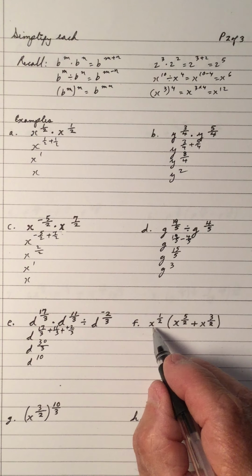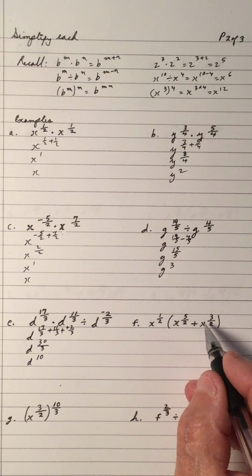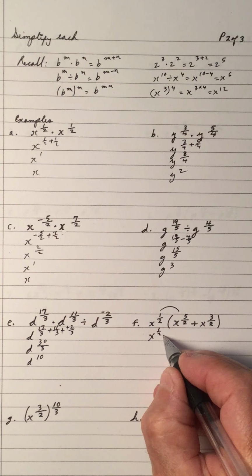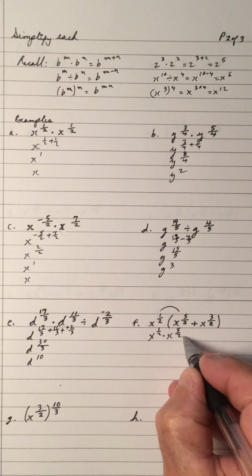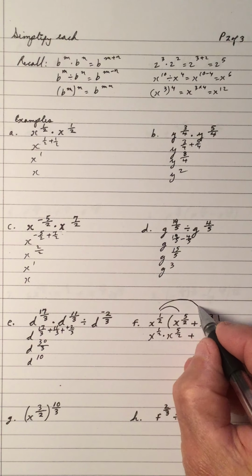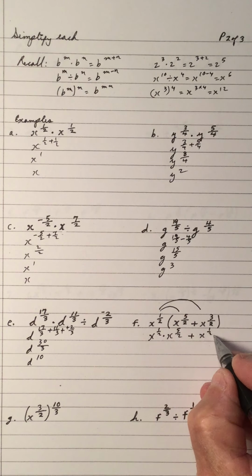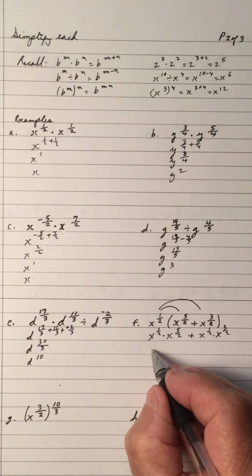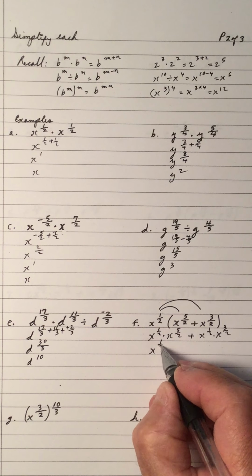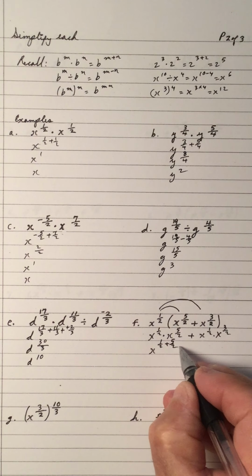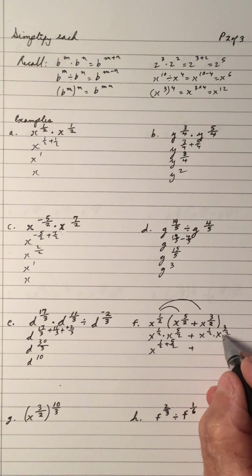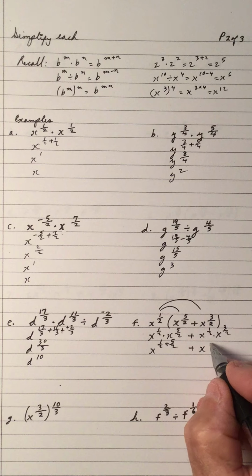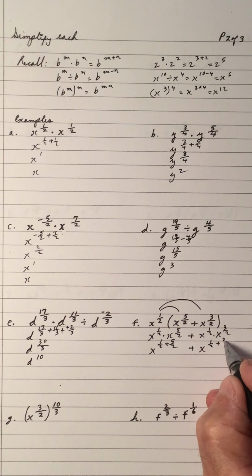Now we have a monomial times this binomial, so we multiply these two. We get x to the half times x to the 5 over 2, plus x to the half times x to the 3 over 2. Because we're multiplying with the same bases, we add a half plus 5 over 2. And the same here, because we're multiplying like bases, we keep the base, and we add a half plus 3 over 2.